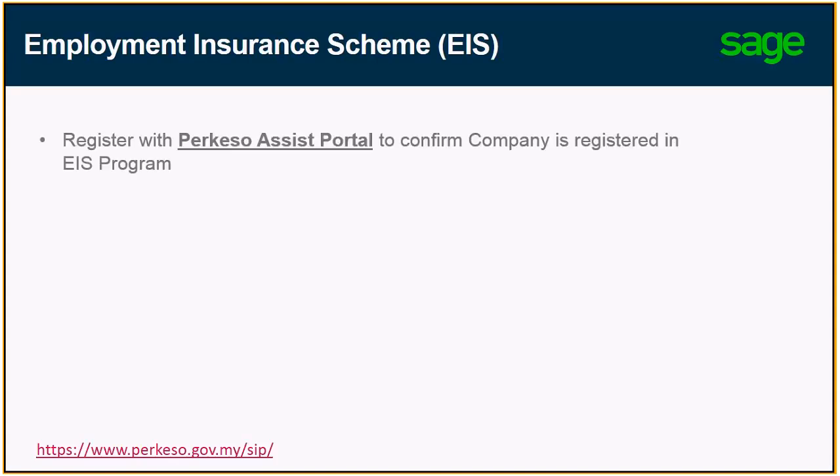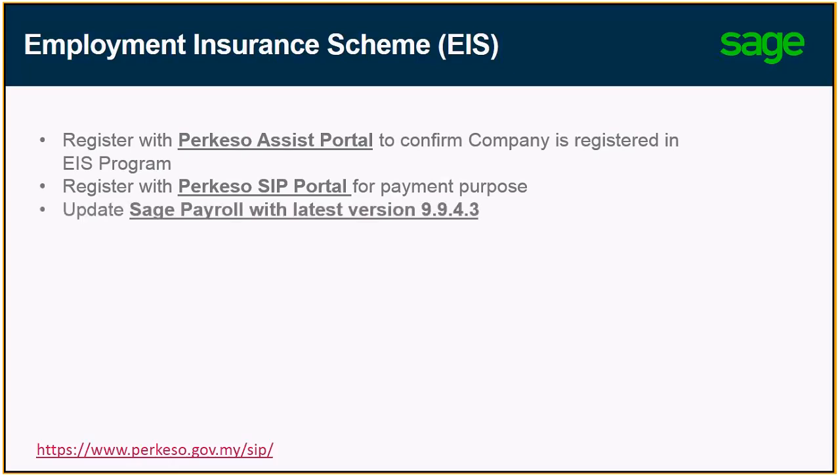Firstly, you must register with the Perkasa Assist portal to confirm the registration so that you could get the account login ID and password. The moment you log in, remember, you could view the employee information that you have registered. Then you should register with the Perkasa SIP portal because now it's available for the payment purposes where you need to upload the EIS text file. As a Sage Payroll customer, you also need to update to your latest version, which is version 9943, that has all the necessary functionality, including submissions to EIS itself.